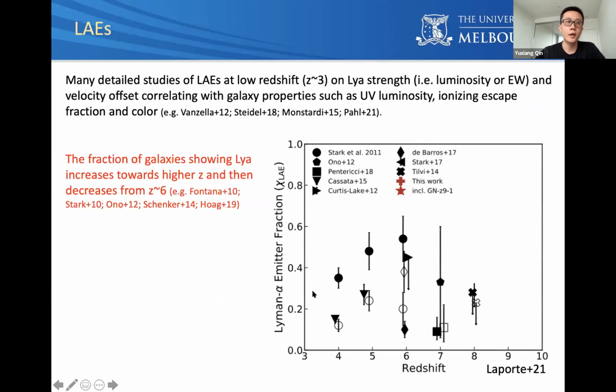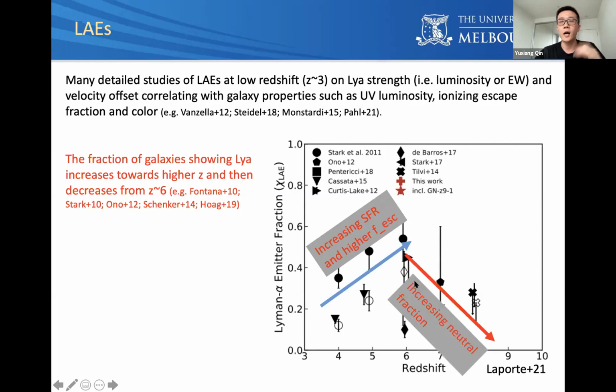So if we take a look at the fraction of the Lyman break galaxies that actually show their Lyman alpha emission as a function of redshift, this is a plot I took from Laporte et al. 2021 early this year. You can see the Lyman alpha emitter fraction increases from redshift 3 to redshift 6. This is usually explained by increasing star formation rate or increasing escape fraction. But going towards even higher redshift, we see a dramatic decrease of the Lyman alpha emitter fraction. So this suggests an increasingly neutral universe towards higher redshift.